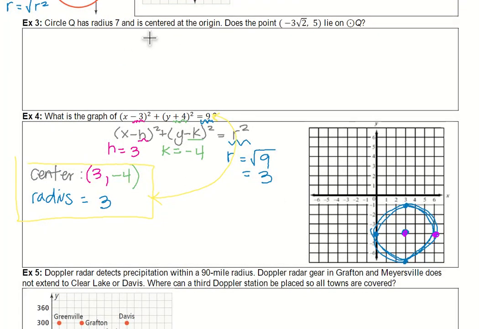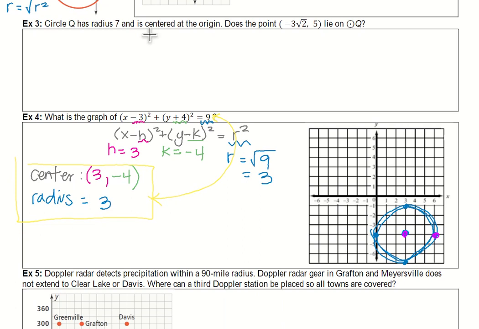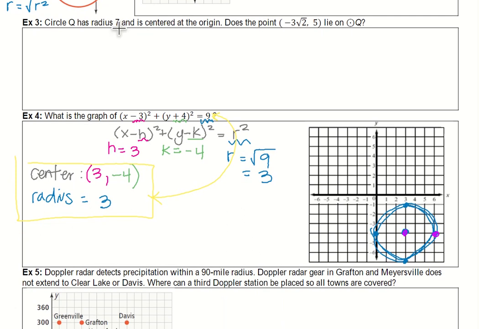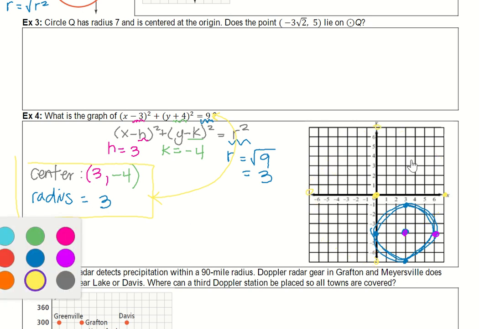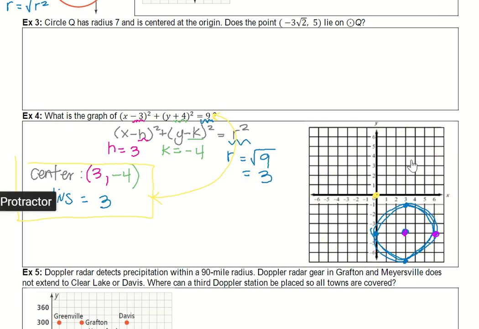Okay, so let's go back up to the beginning. Actually, let's just go to example 3. Example 3 says that circle Q has a radius of 7 and is centered at the origin. If I'm thinking about that, it would take up this whole area if I was drawing that circle. I know I'm doing this in yellow because I don't want you to copy it. So it would be that circle.